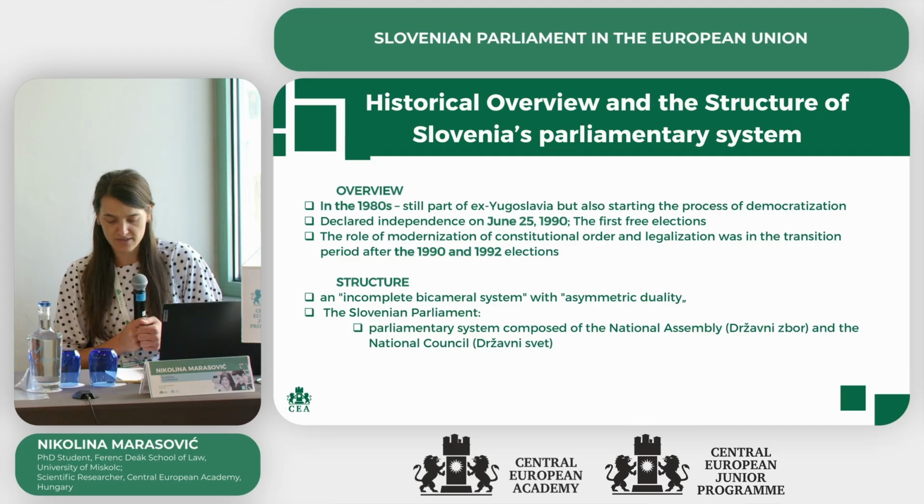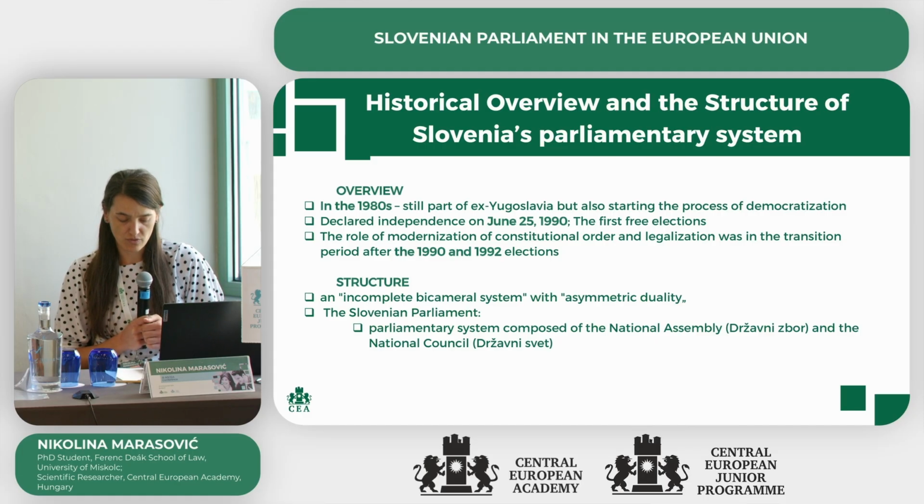And the government of Slovenia is accountable to the National Assembly, and the Prime Minister is elected by the National Assembly by a majority vote of all of its members.